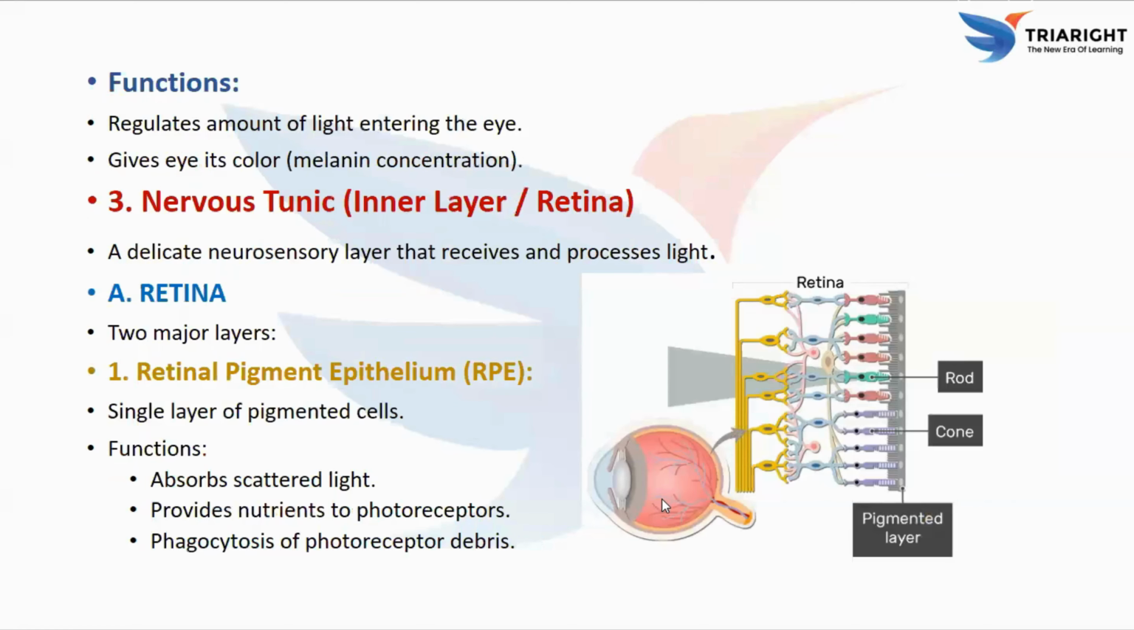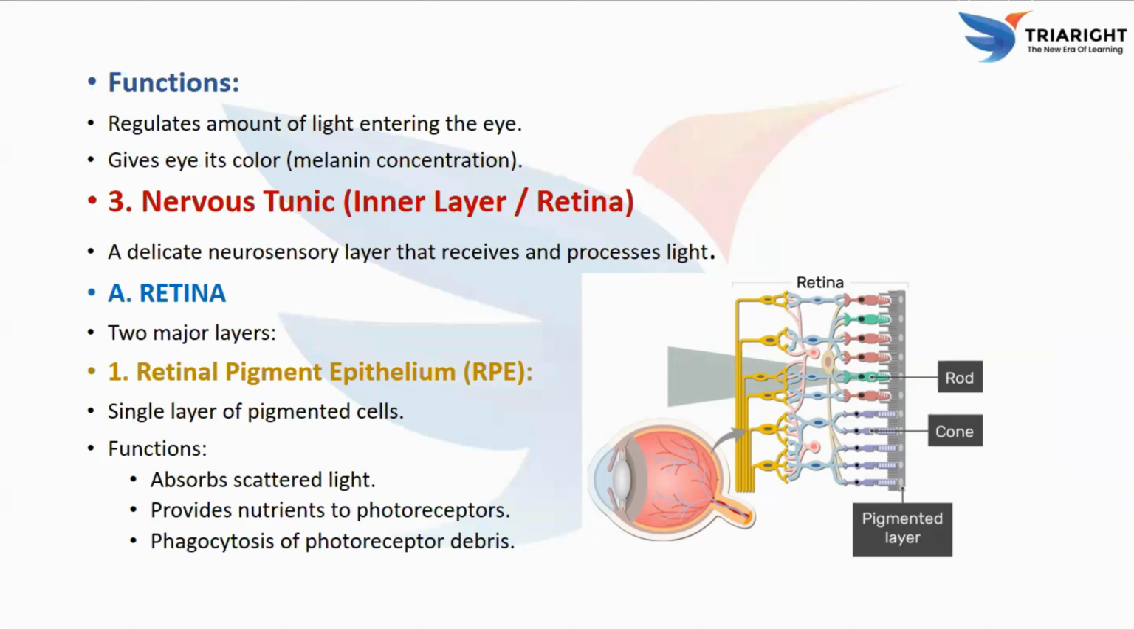So coming to the nervous tunic, it is the inner layer, also called the retina. So what is the retina? It is the innermost layer of the eye. It is responsible for receiving light, converting it into electrical impulses, and sending these signals to the brain via the optic nerve. So this makes it a neurosensory tissue.